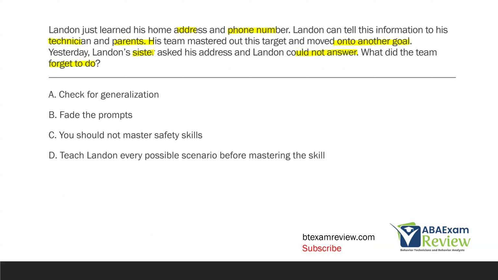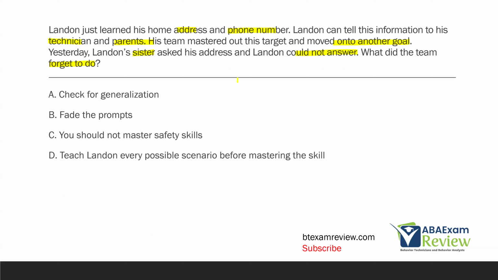And why would that be an issue? Well, in this case, it's going to be a big deal if Landon can't tell his address or phone number to, let's say, a person at a store that Landon is lost in. So, what did the team forget to do? A, check for generalization. Yes, before we master targets out, before we move on from teaching, we need to check for generalization. It's arguable that if we aren't generalizing skills, we're not actually accomplishing anything. We can only do so much and accomplish so much by teaching something in a controlled environment and then leaving it there. We have to make sure that skill is traveling outside of the teaching environment and the people who are teaching that specific skill.